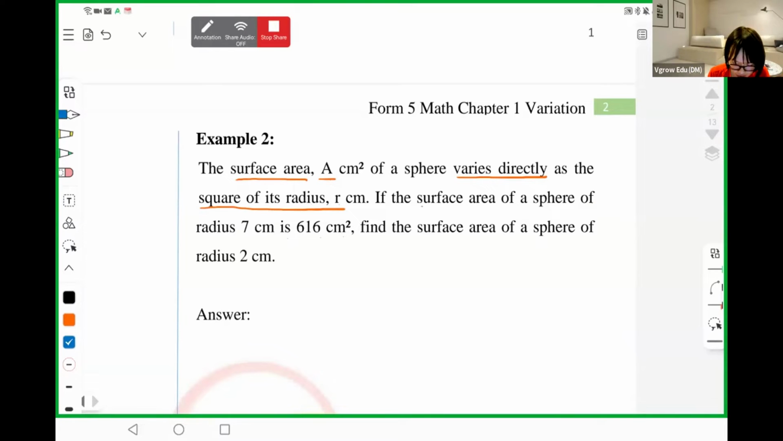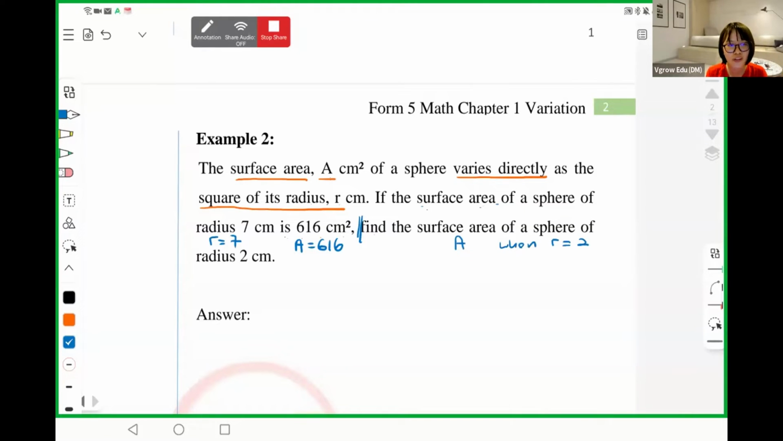Again, surface area is A, right? Surface area is 616, meaning A equal to 616. Radius is 7, r equal to 7. So you simplify all the words into simple form. Next, find the surface area A where the radius is 2. So we make it simple.